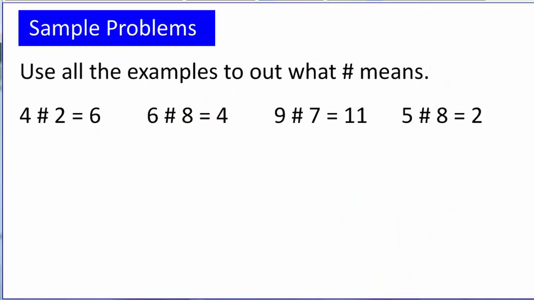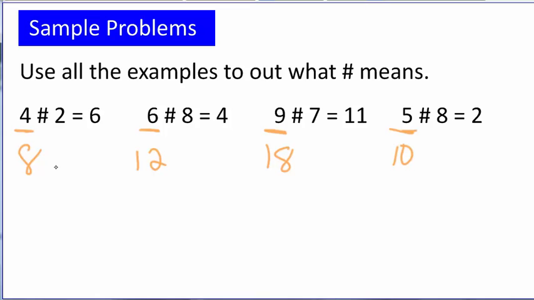In this example, we want to use all the examples to find out what hashtag means. So 4 hashtag 2 is 6, 6 hashtag 8 is 4, 9 hashtag 7 is 11, and 5 hashtag 8 is 2. So you can try adding the numbers together or multiplying them, see if you notice any sort of special combination. And one thing I notice with the first numbers is if I double all these, so 4 times 2 is 8, 6 times 2 is 12, 9 times 2, 18, 5 times 2 is 10.